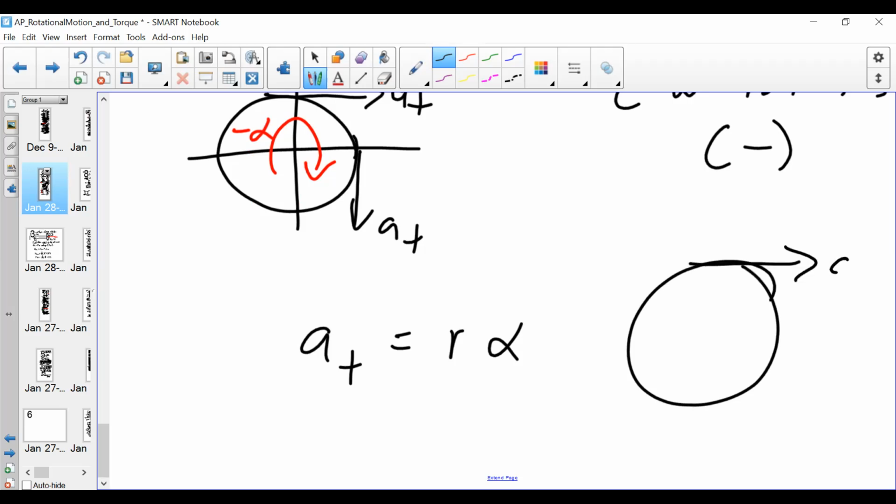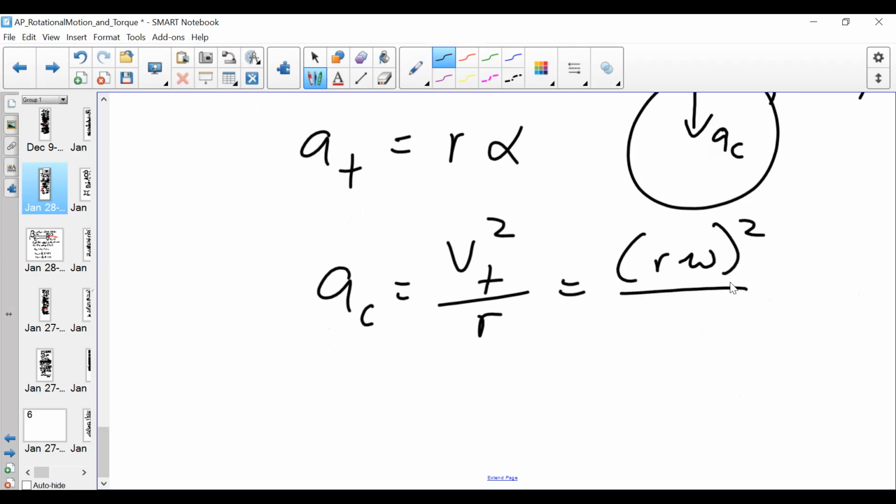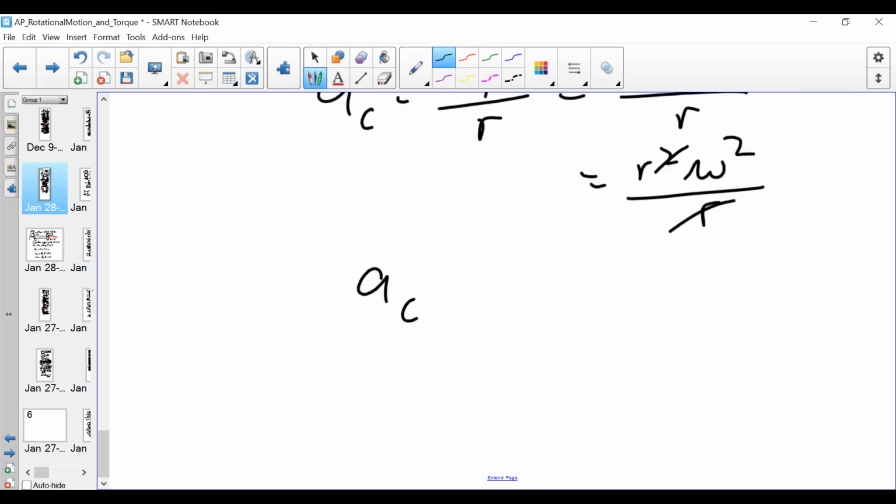Let's say we have a tangential acceleration as well as a centripetal acceleration. We know by definition that centripetal acceleration is v squared, or technically vt squared over r. And we know that vt is r omega, so r omega squared over r. And so another way of expressing the centripetal acceleration in terms of the angular velocity or angular quantity is given below. So these are all the same thing.